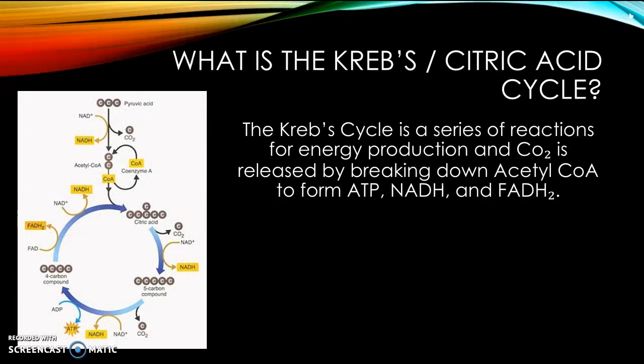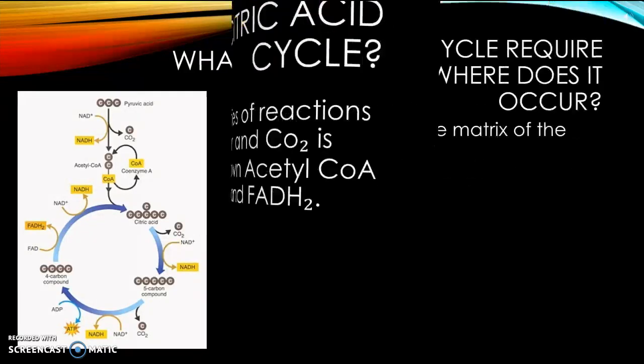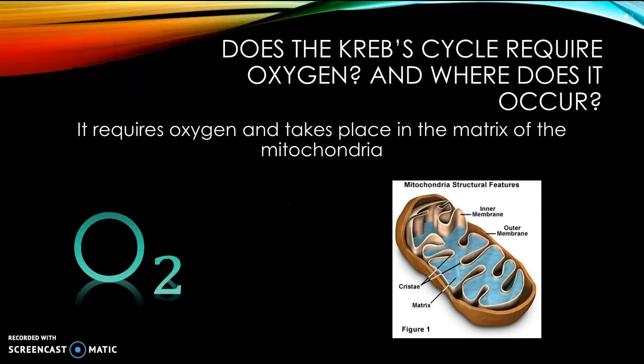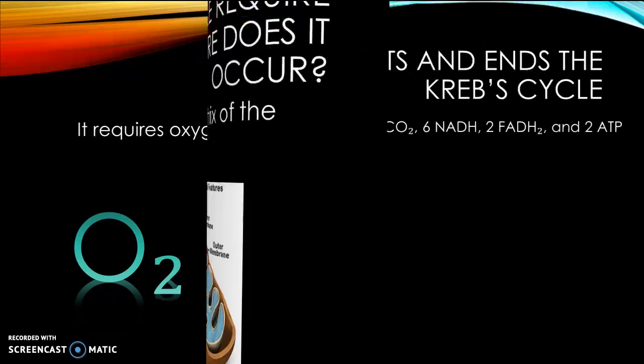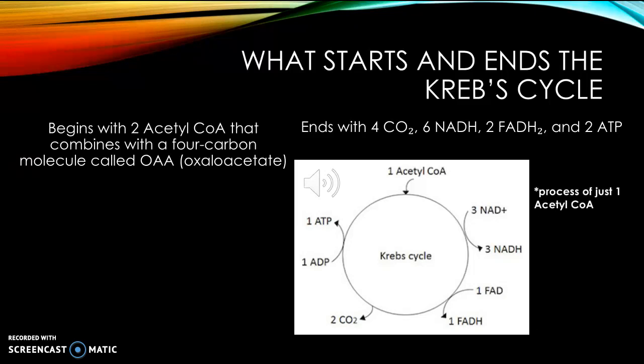The Krebs cycle is a series of reactions for energy production, and carbon dioxide is released by breaking down acetyl-CoA to form ATP, NADH, and FADH2. The Krebs cycle does require oxygen, and it takes place in the matrix of the mitochondria. The citric acid cycle begins with 2 acetyl-CoA that combine with the 4-carbon molecule called oxaloacetate, and it ends with 4 carbon dioxide, 6 NADH, 2 FADH2, and 2 ATP.